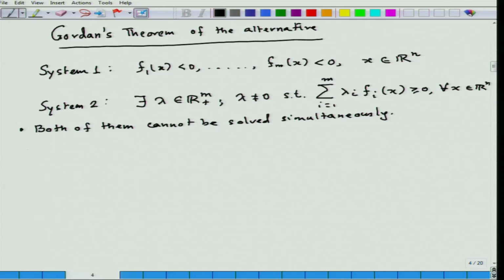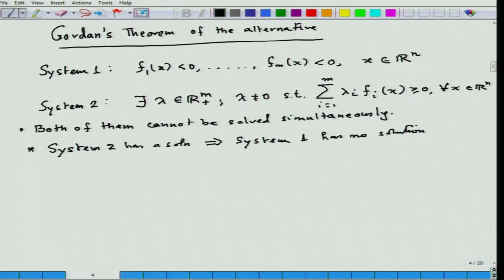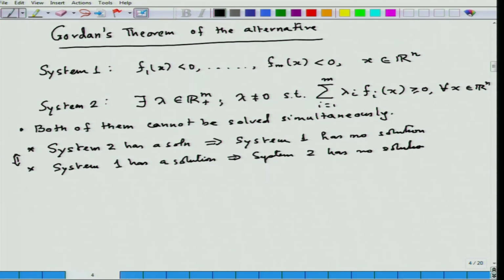Now, if I prove, for example, that if system 2 has a solution, it should imply system 1 has no solution, this is a statement P implies Q. Then this is equivalent to saying that system 1 has a solution implies system 2 has no solution. So, if I prove the second thing, I have actually proved both of them.